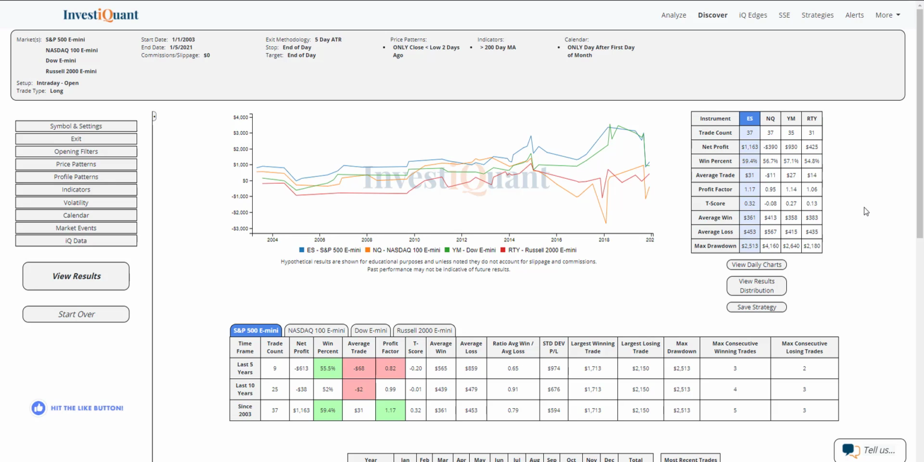And if we look at the average win and average loss, the average loss is larger than the average win in the S&P. That is also true for the NASDAQ. The average loss is bigger than the average win there. That is true for the Dow, and that is true for the Russell. So all of these have win rates that are slightly favored. However, when they've been wrong, they have lost more than they have won.